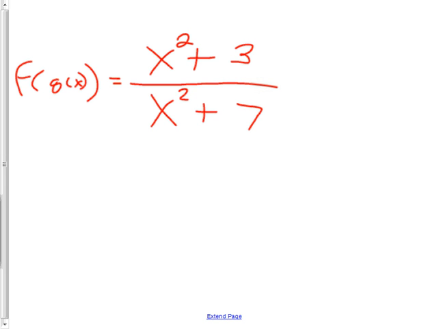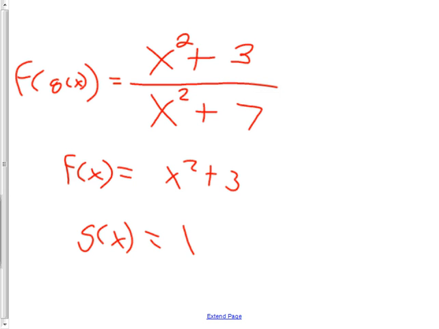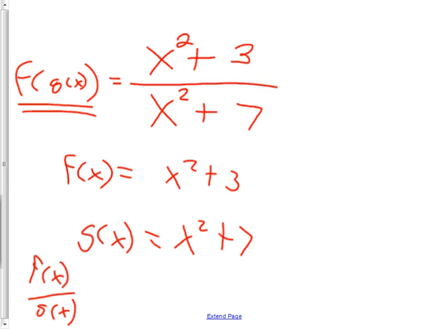And a lot of times I get this question. Can I just say that f of x is going to be x squared plus 3, and g of x is going to be x squared plus 7, and then just say that I want to call it f of x over g of x? No, you can't do that because this has to be a function in a function. That's what a compositional function is. This is just two functions being divided. That's not a function in a function. So you could not do that.